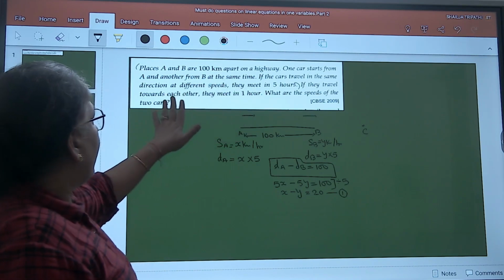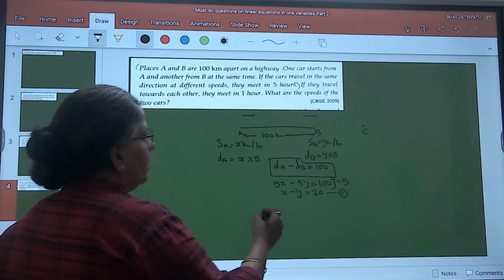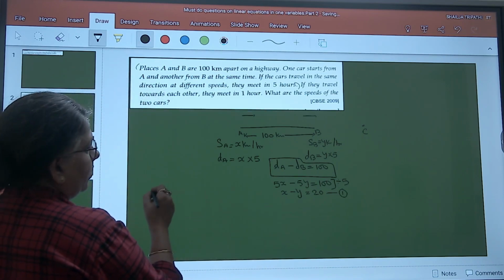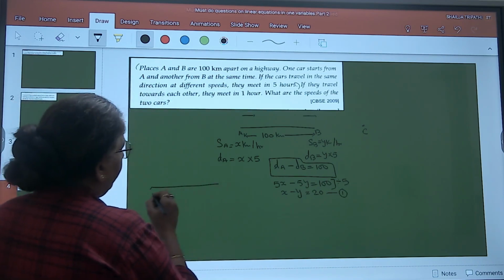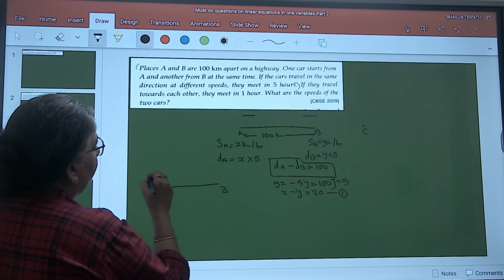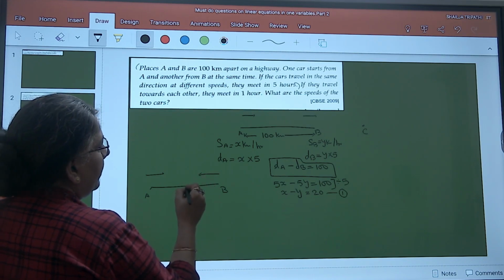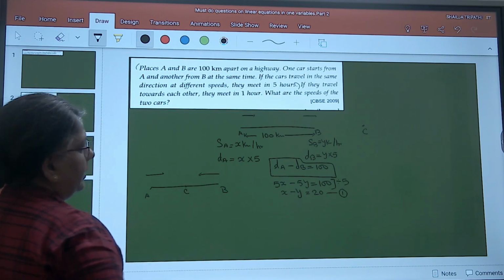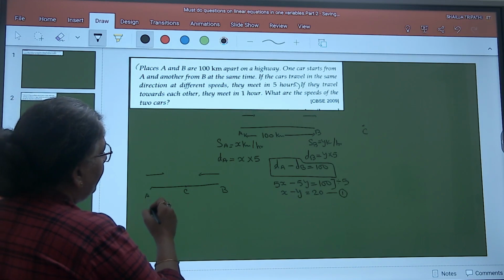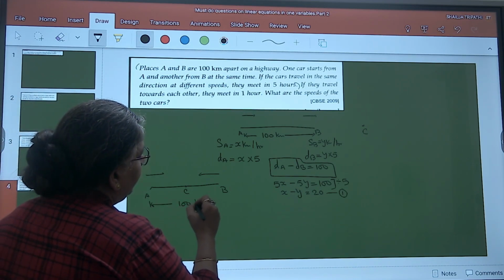See, if they travel towards each other, they meet in 1 hour. Okay, now let's again draw and understand. Now they are traveling towards each other and they are meeting at some point C. And we know total distance between A and B is 100 kilometer.